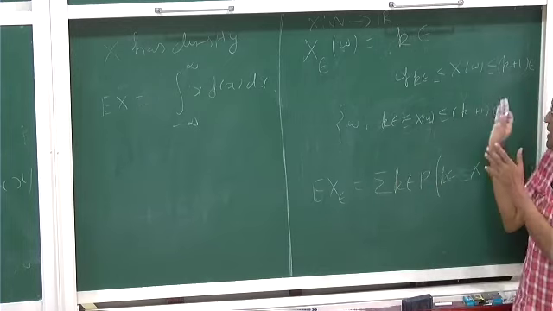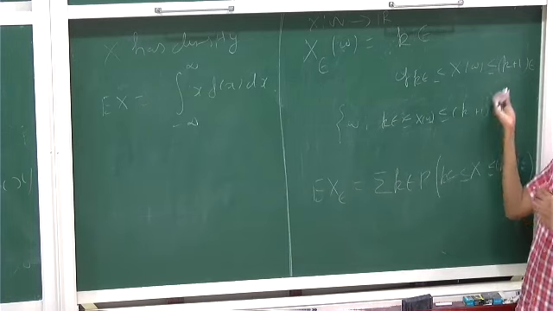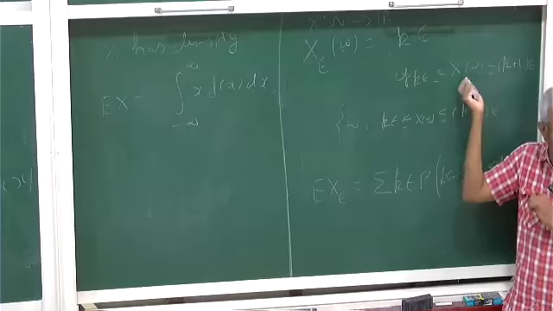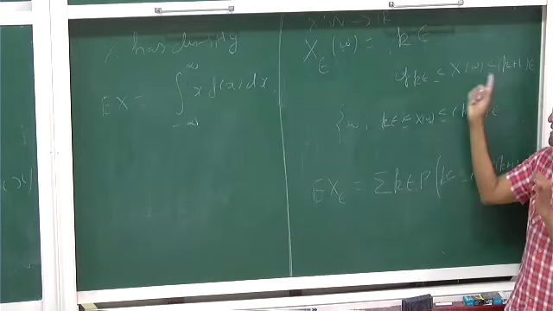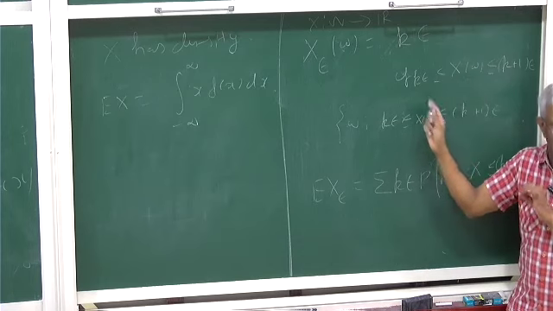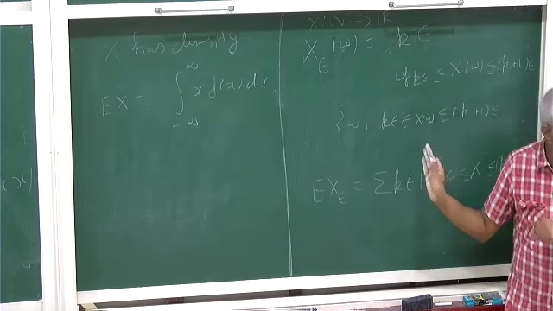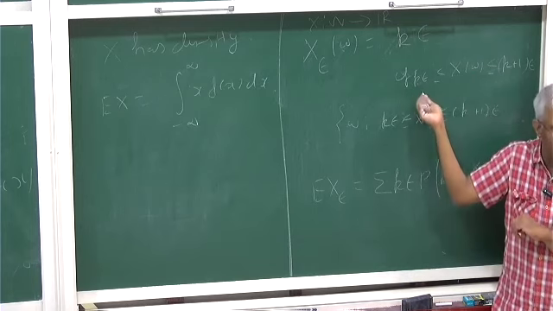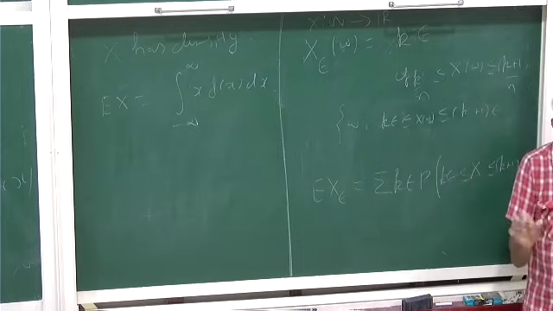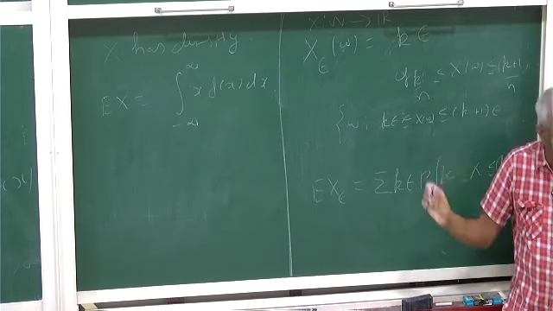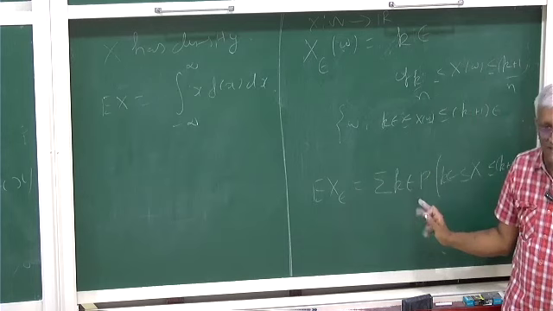Instead, you partition the range. Here you are partitioning the range, not the domain. Each piece is an interval with length epsilon. You can take epsilon equal to 1 by n, there's nothing wrong with that. You can take it to be k by n or k plus 1 by n, it doesn't matter. You partition the range, and then you define it like this.